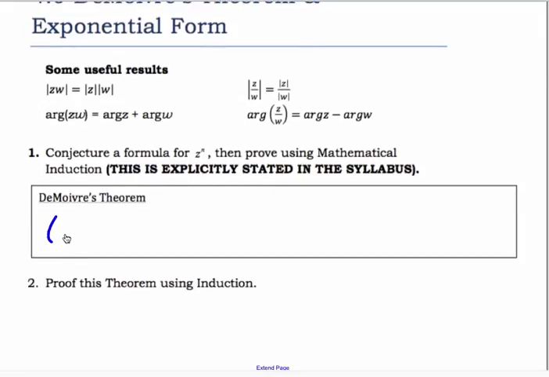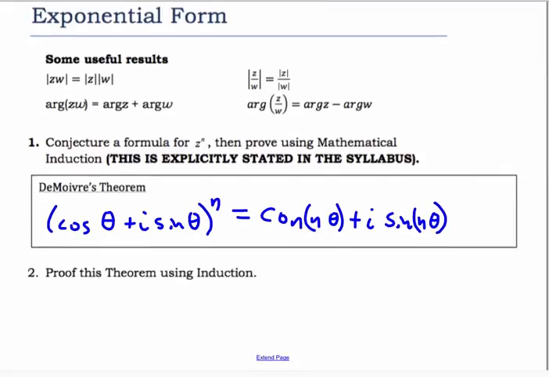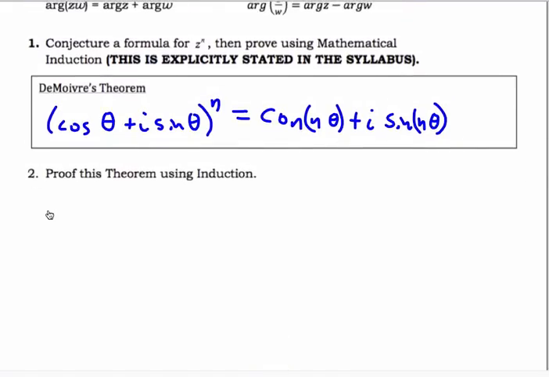It states that (cos θ + i sin θ) all raised to the power of n equals cos nθ + i sin nθ. So that's De Moivre's theorem. We're going to prove it in two different ways today. First, we're going to prove it by induction. So let's start off with the base case n equals 1.